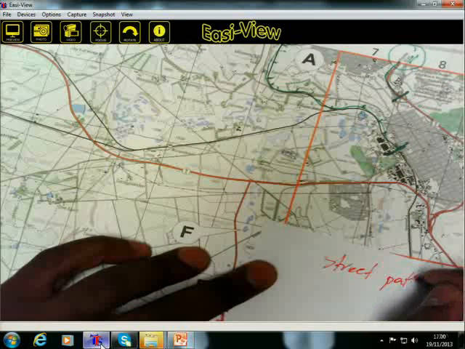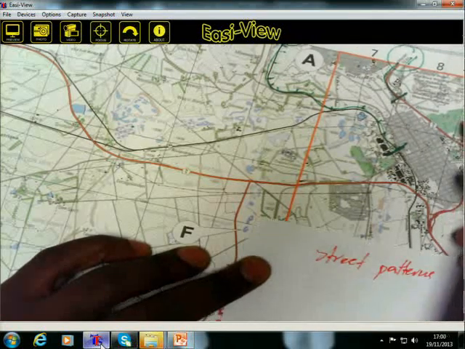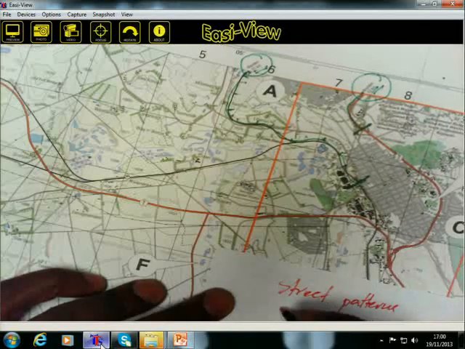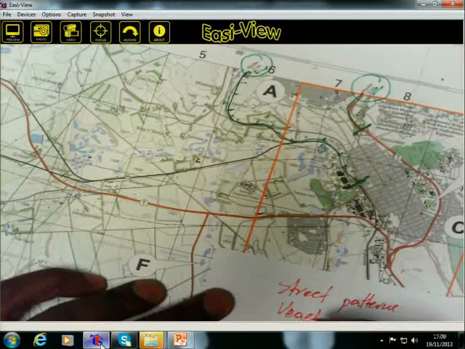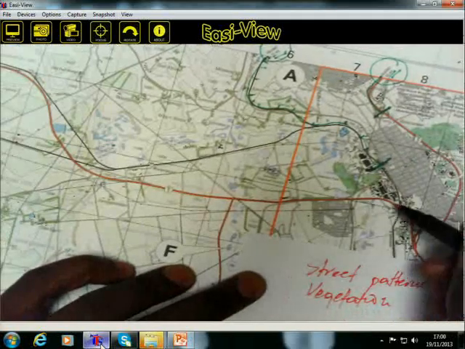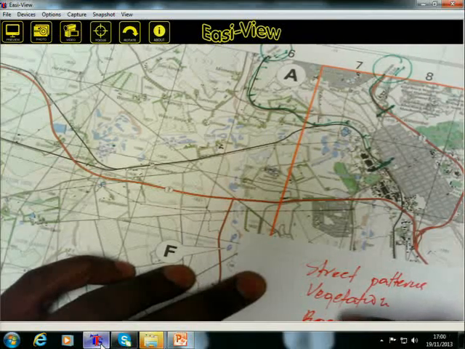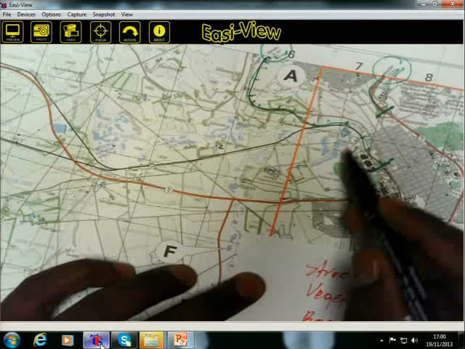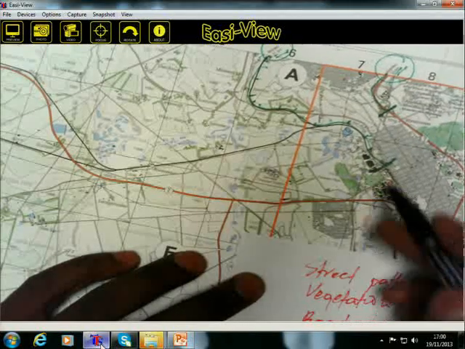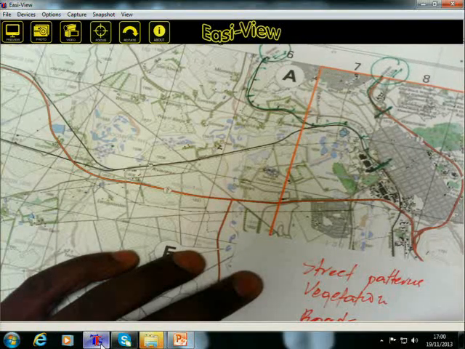You've got your street patterns there. Then besides your street pattern, you have the green part, which will be your vegetation cover. Then when you look around here, you've got roads. Your roads can either be your freeway or national roads. But besides that, you also have dams or your rivers that you get there.